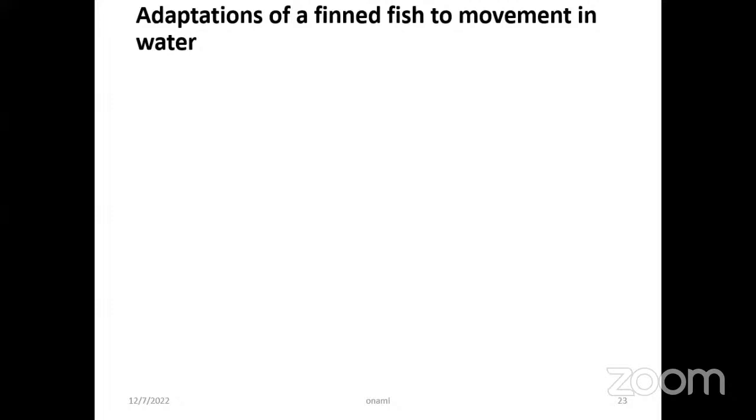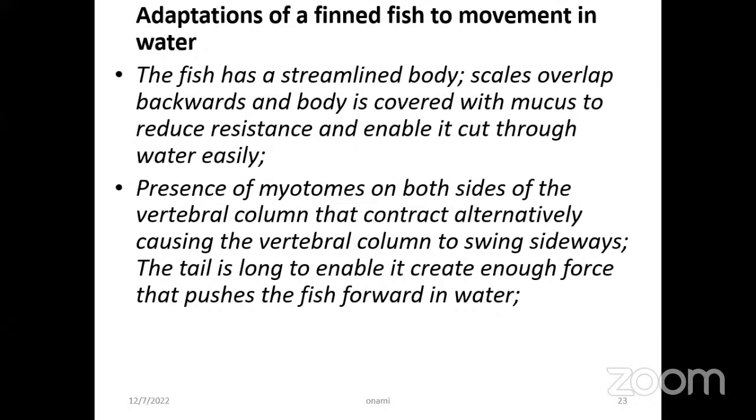It has an inflexible head that enables it to have a forward thrust in water. The body is laterally flattened, and this increases surface area, preventing it from rolling and yawing. So those are some of the adaptations of the fish. We've talked about a streamlined body, and that one reduces resistance.